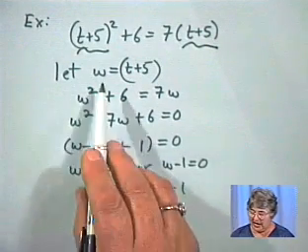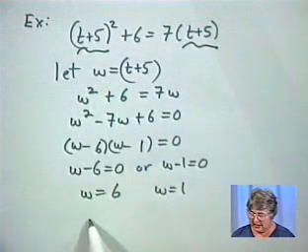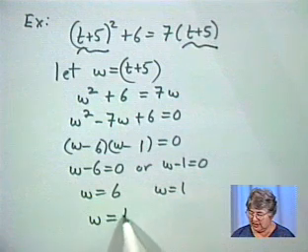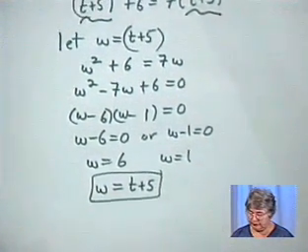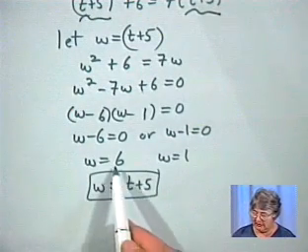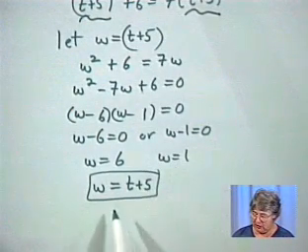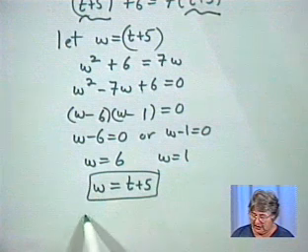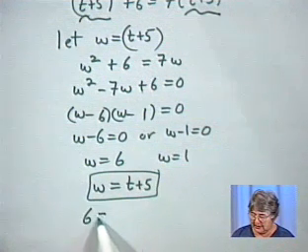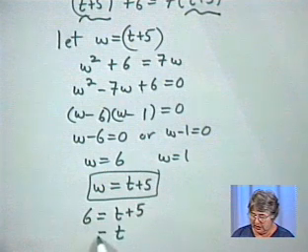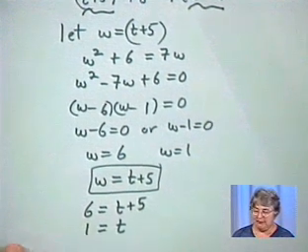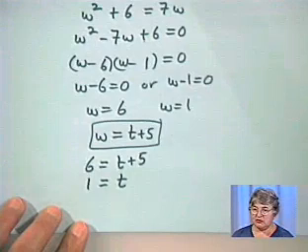We have to go back and use the substitution we had, which was w equals t + 5, in order to solve for w. I'm sorry, to solve for t. We have the solutions for w here. We now want to solve for t. So if w is equal to 6, then 6 equals t + 5. In solving for t, we get 6 minus 5, which is 1. One solution is t equals 1.